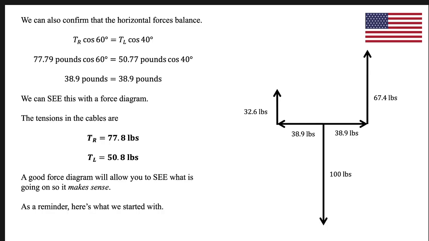As a reminder, here's what we started with. We started with TR and TL and a stoplight hanging there. Those are the angles. We used trigonometry to get the components. We wrote force equations. Now we had two equations and two unknowns. We did a bunch of algebra and were careful, and we got the right answer. The last part of this series on manipulating vectors involves conservation of momentum.